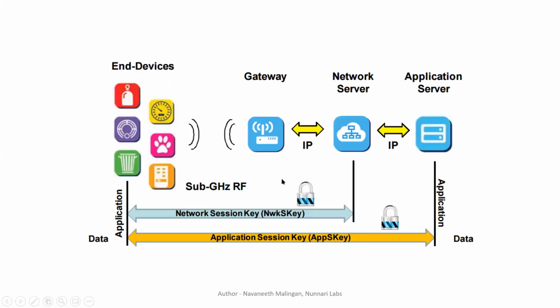I'll show a diagram. We have the end device here, the gateway here, the network server here, and the application server here. From here to here it is LoRa transmission, LoRa radio. From here to here it is IP communication, and here to here it is IP communication. The network session key is used to encrypt the data between the end device and the network server, so that someone who has access to the gateway, because the gateway is public, right? Here we are using an open gateway. Someone who has access to the gateway will not be able to decode the messages. So that is one level of encryption between the end device and the network server.